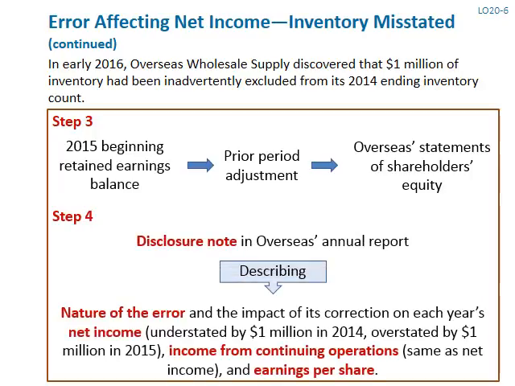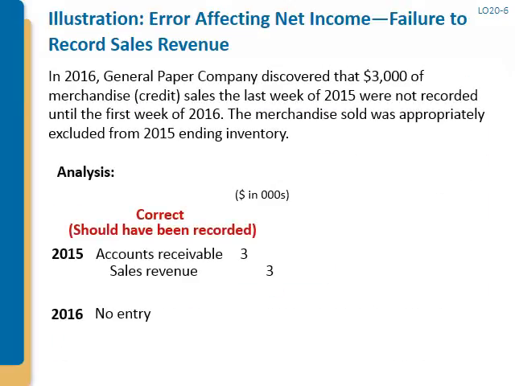Step 4. Also, a disclosure note in the annual report should describe the nature of the error and the impact of its correction on each year's net income, understated by $1 million in 2014, overstated by $1 million in 2015, income from continuing operations, the same as net income, and earnings per share. Other error corrections that benefit from a similar analysis are the overstatement of ending inventory, the overstatement or understatement of beginning inventory, and errors in recording merchandise purchases or returns.